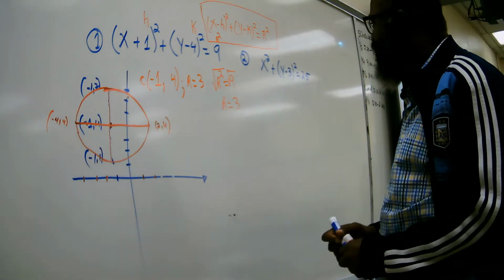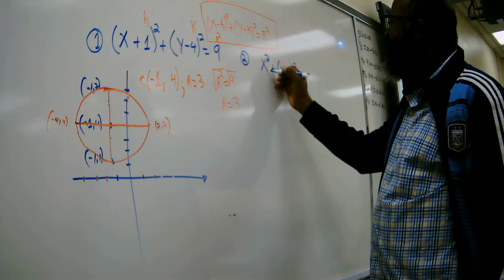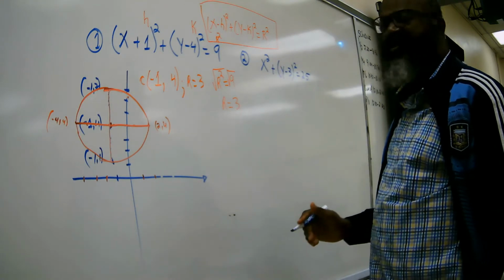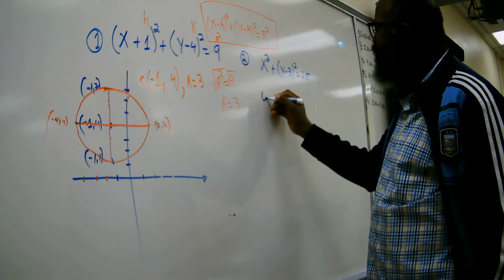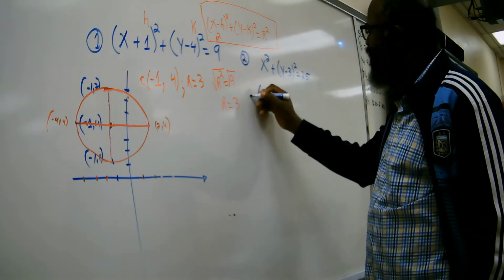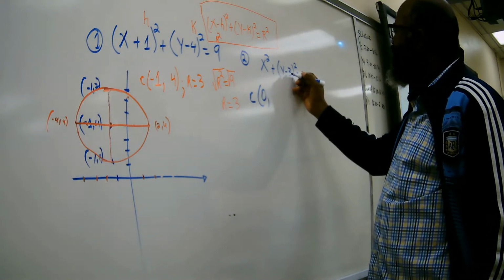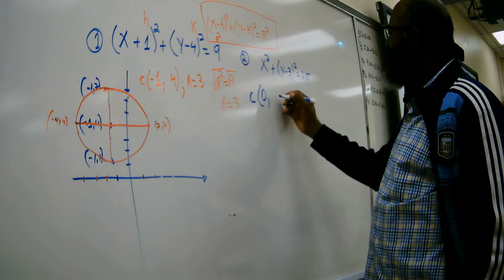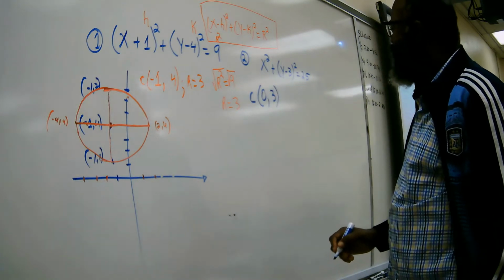So for the second problem here, in this case we have x squared. In this case you're not shifting either to the right or to the left. The x coordinate is 0 for the center. And you have y minus 3. In this case negative 3 becomes positive 3. My center is (0, 3). I'm on the y-axis at 3 units.